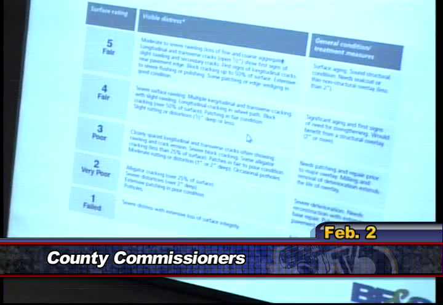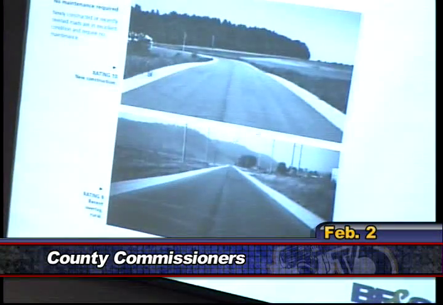Then the next page gets down into the lower ratings, basically a 1 has failed. I'm going to show you some pictures of these. A 2, you've seen it, it's got alligator cracking over 25% of the surface. There's severe deterioration. You've got 2-inch crevices and potholes that require patching, and usually when they get to 2 inches and below, they don't last. The top one there is basically a new road. That's a 10.